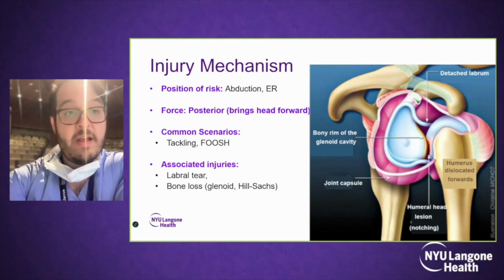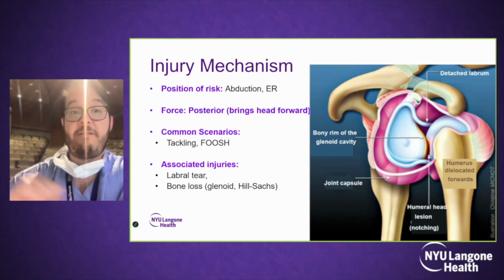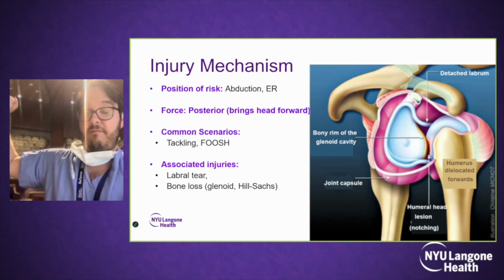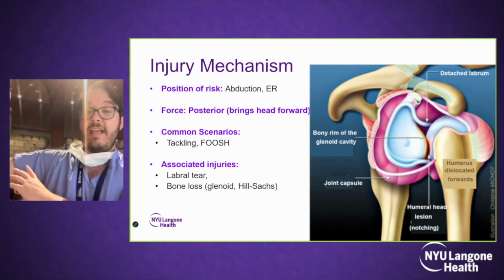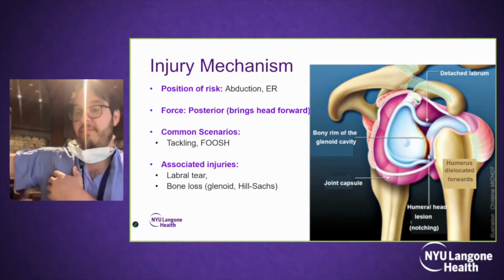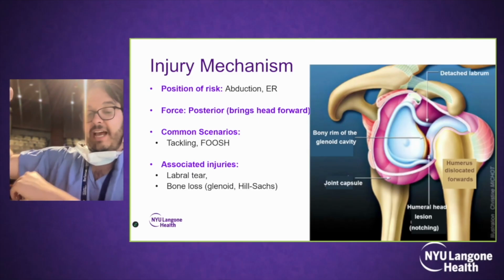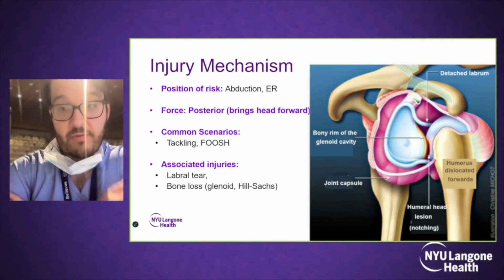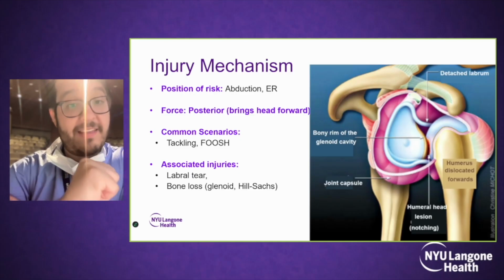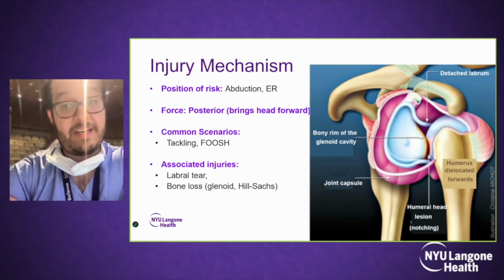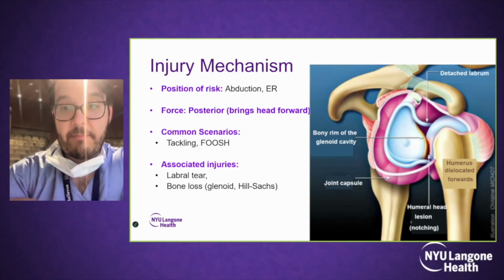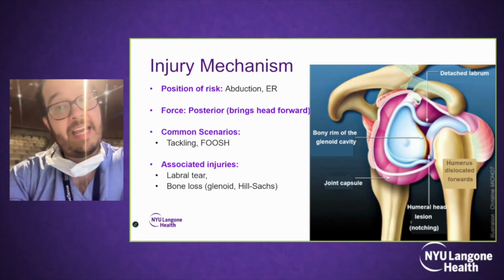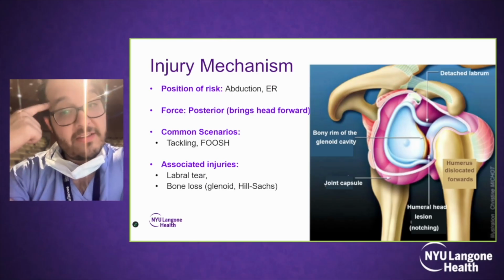So now that we understand a little bit about what's supposed to work, let's talk about when things don't. In terms of injury mechanism, the most at risk position is when your arm is abducted and externally rotated. This is the worst position. Think about a football tackle. Someone's like this, someone pushes posteriorly on the humeral head or on the humeral shaft, and that's going to bring that humerus forward, as you can see in the picture on your right. When that ball moves anteriorly, it's going to do several things if it's going to dislocate. One, it's going to tear that labrum in the front. Two, the back of the humerus is going to hinge on the front of that glenoid.